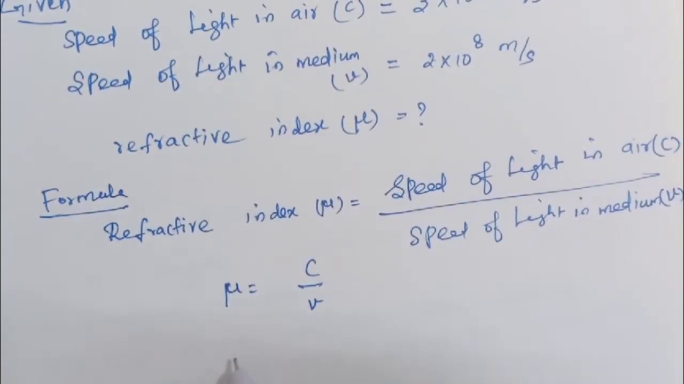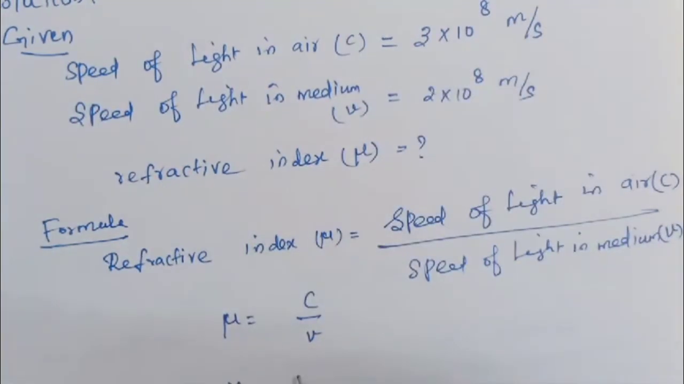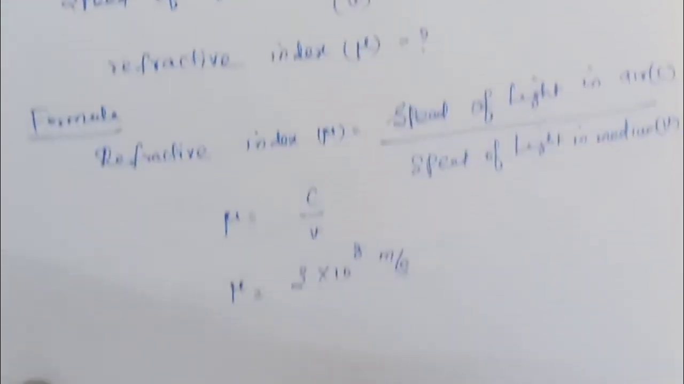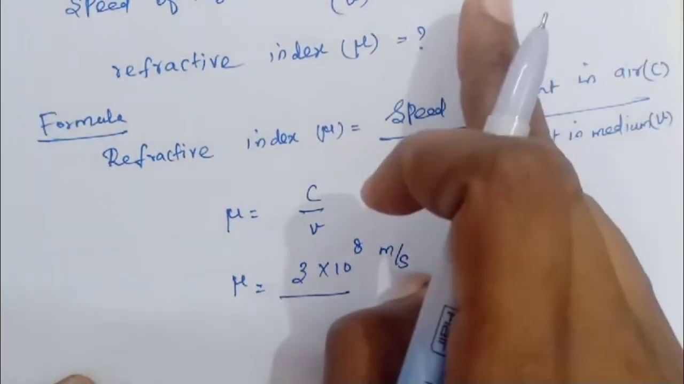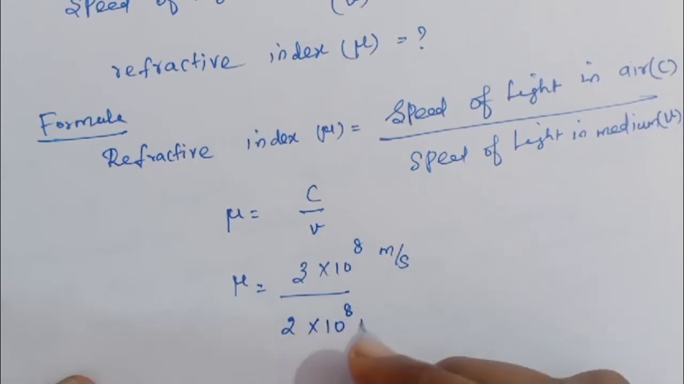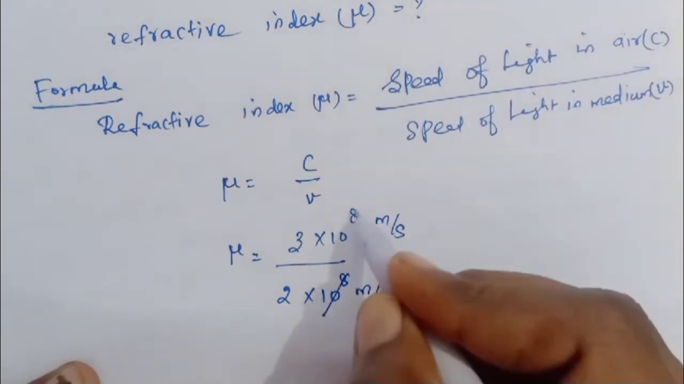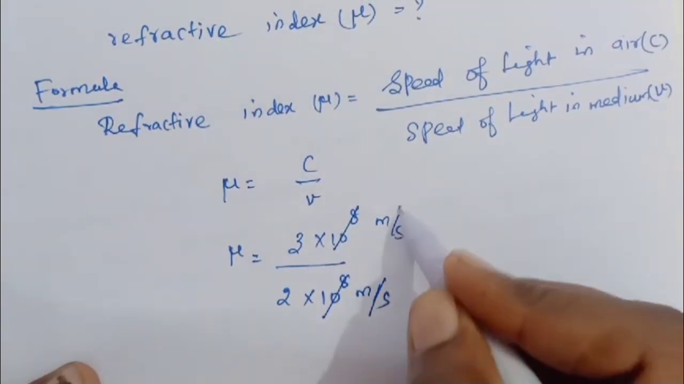Then we can substitute directly. What is the C value? 3 into 10 to the power 8 meter per second. And the V value is 2 into 10 to the power 8 meter per second. Clear? So 10 to the power 8 and 10 to the power 8 get cancelled. Both the units get cancelled.